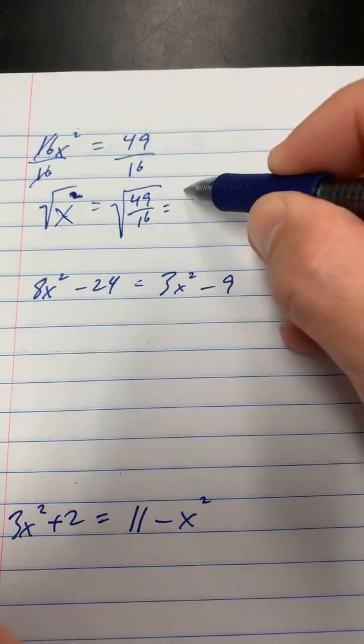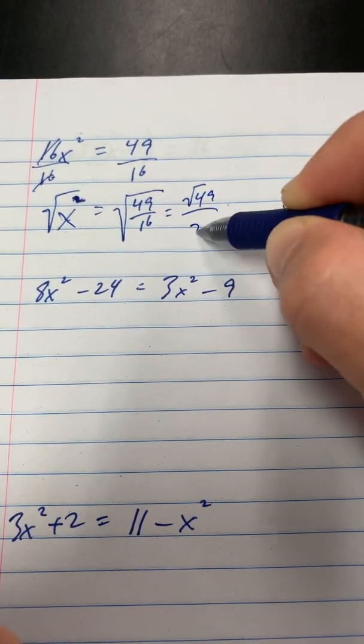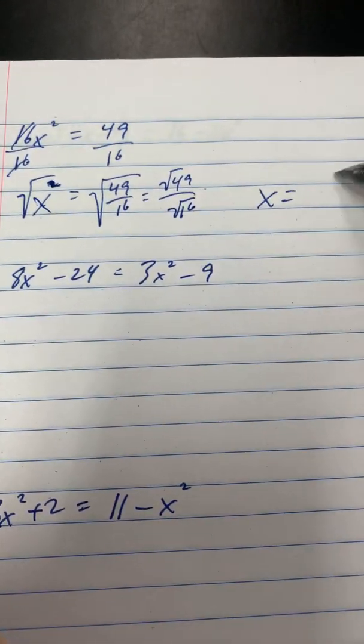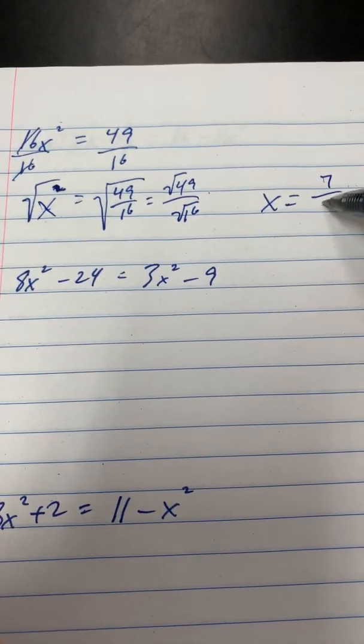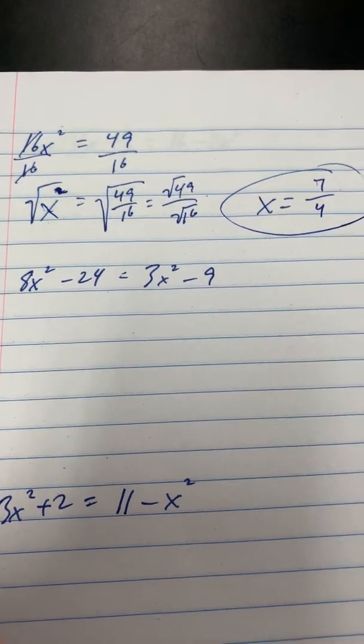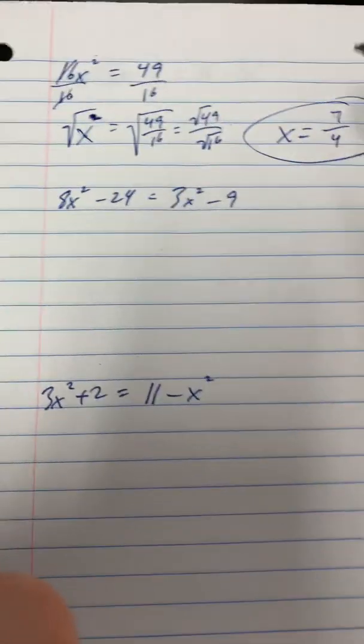That can also be written as the square root of 49 over the square root of 16. The square root of 49 is 7. The square root of 16 is 4. So x equals 7 over 4. Okay, let's look at another one.